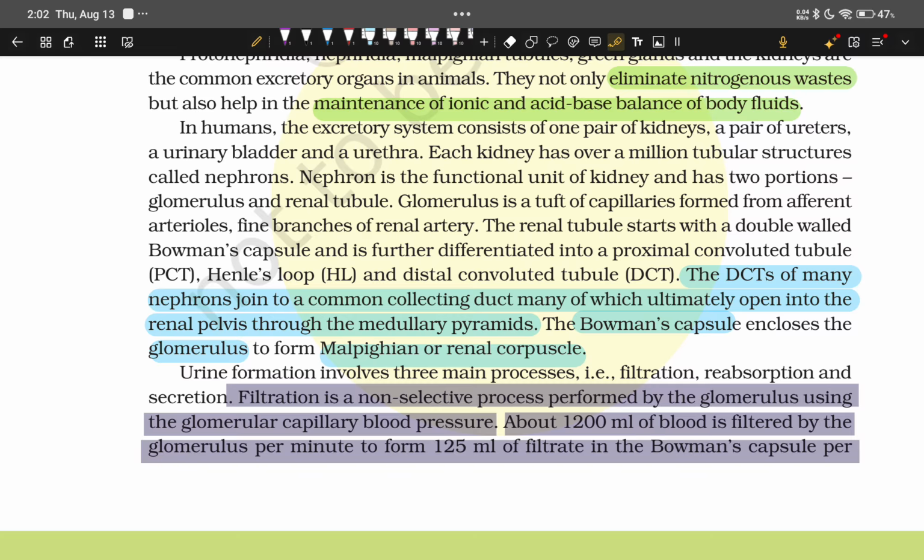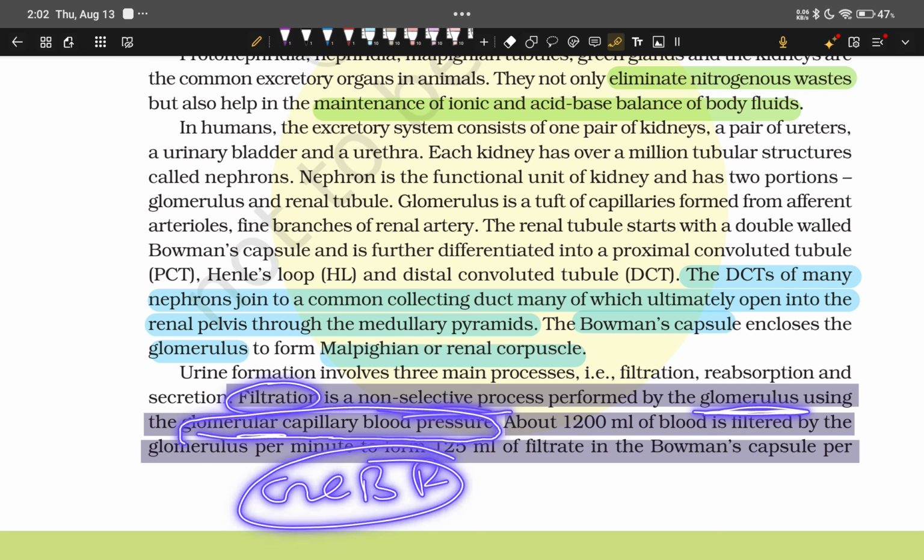Then we have Bowman capsule enclosing glomerulus, that is called Malpighian or renal corpuscle, or Malpighian body also, and Malpighian tubule is specifically an excretory structure which is present in most of the insects like cockroaches, arthropoda. Now, filtration is a non-selective process performed by glomerulus using glomerular capillary blood pressure, GCBP.